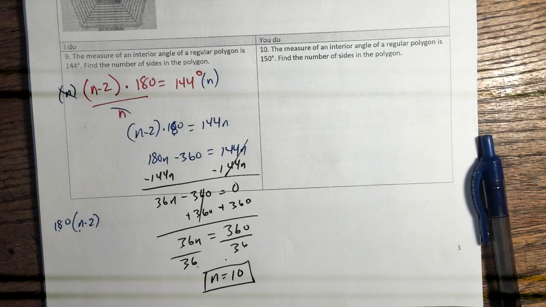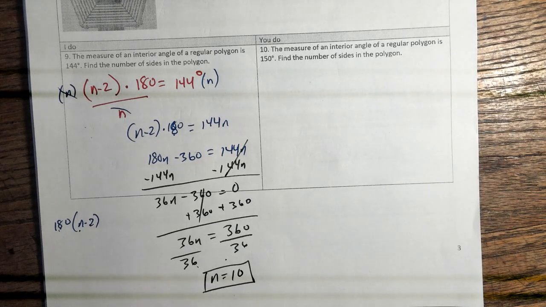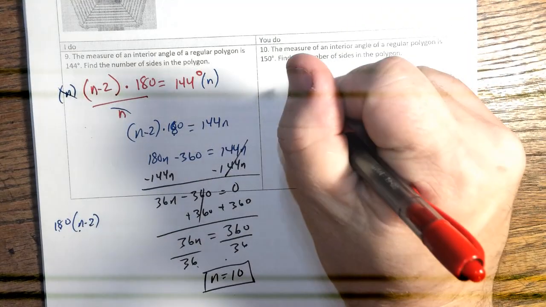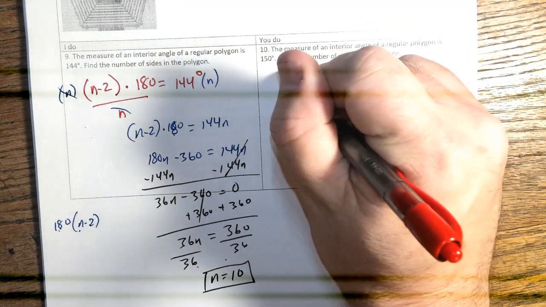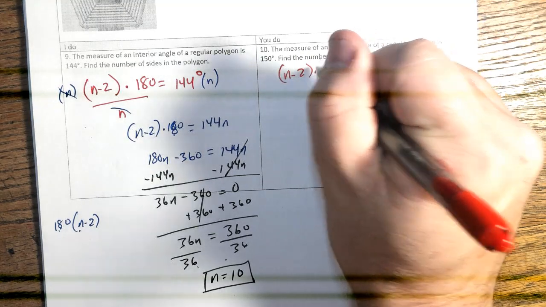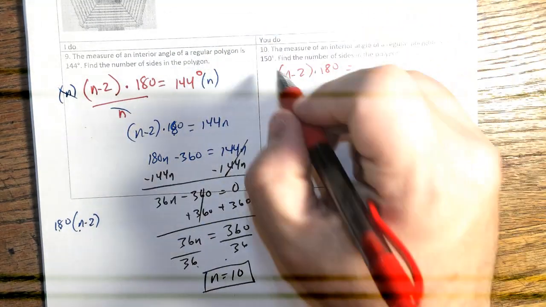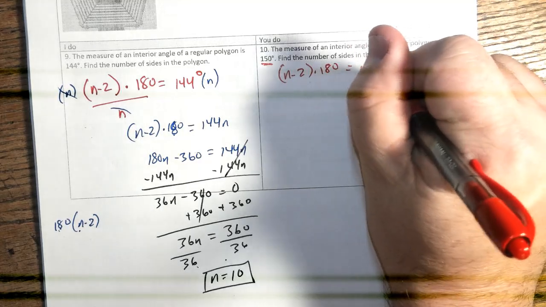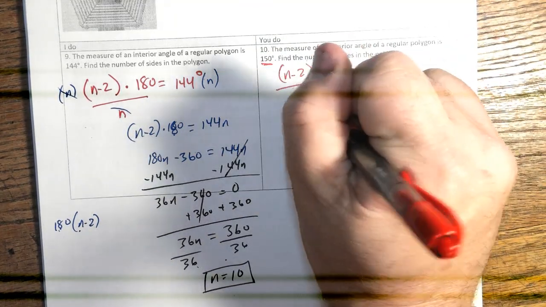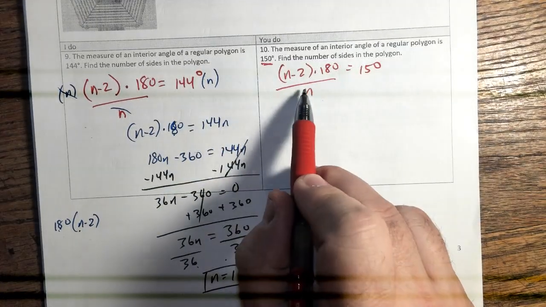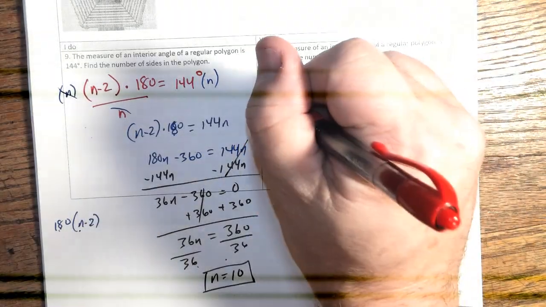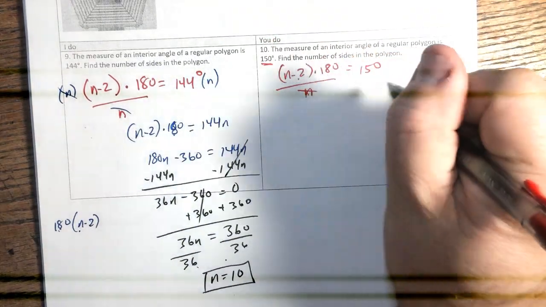All right, number 10 is a you-do. I said earlier, I'm not going to do the whole thing. Just pause, work this. Anyway, so same formula. n minus 2 times 180 equals, they gave us the angle 150. We've got to divide it by n over here, so multiply both sides by n, that gets rid of that.